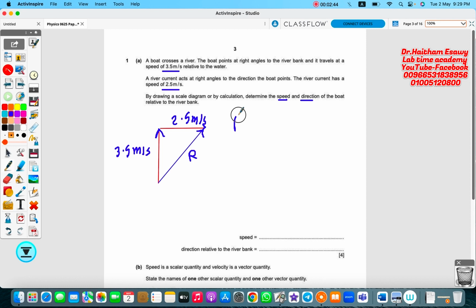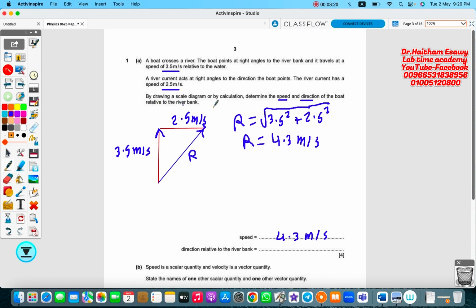So R, we can get it by the Pythagoras theorem. R equals the square root of what? Of 3.5 squared plus 2.5 squared. So R will be equal to 4.3 meters per second. So here we have 4.3 meters per second. So this is the speed of the boat relative to the river bank.